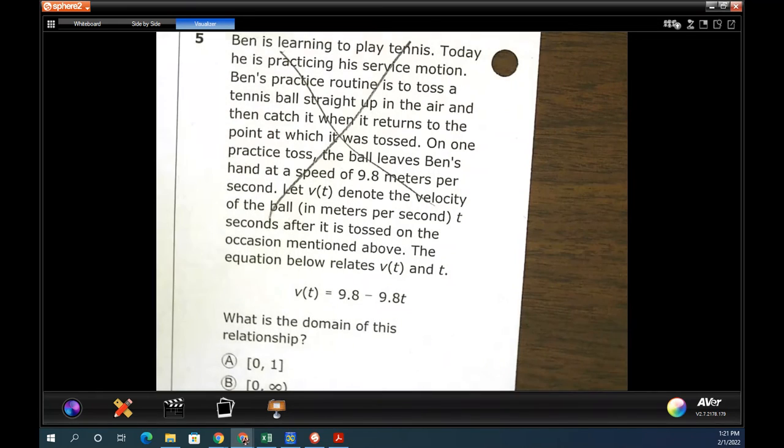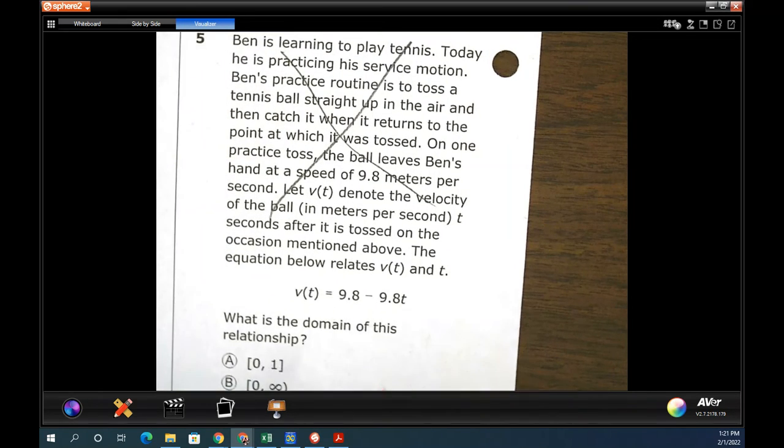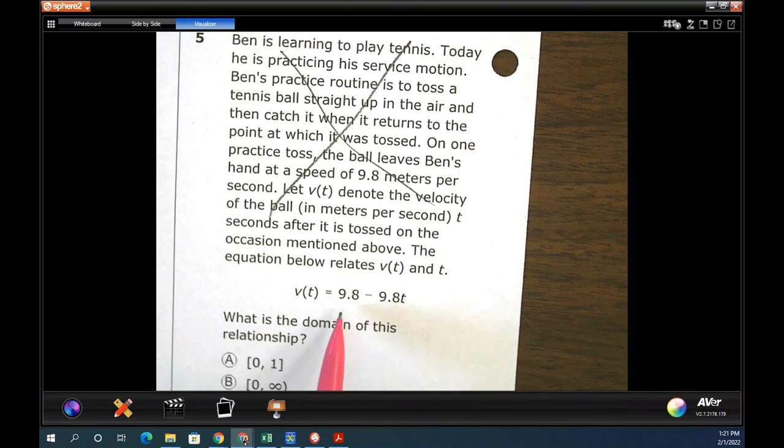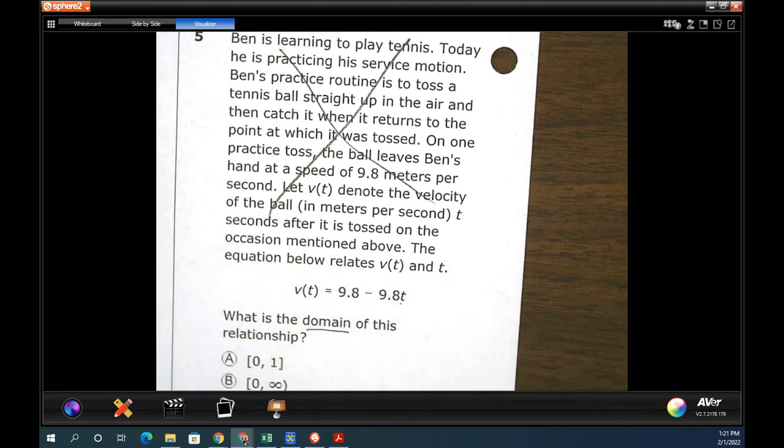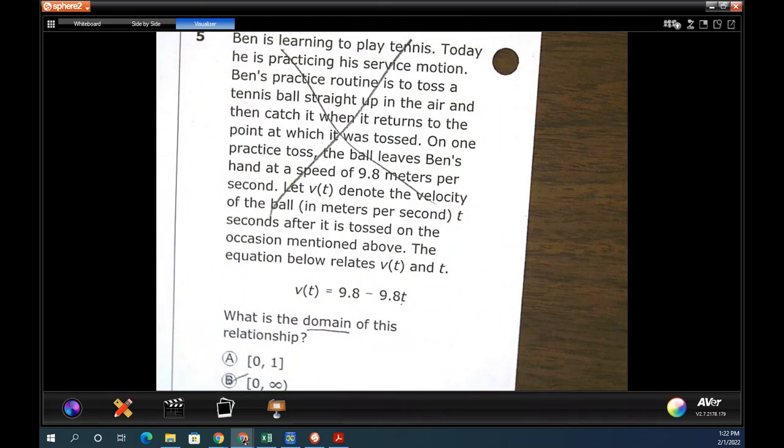Let me tell you right now, all this is crap. Doesn't matter. You just need to know T is time. Here's the deal. It wants to know the domain. T stands for time. Can time ever be negative? No. So it's really all real numbers greater than 0. This little sign says to infinity. The answer here was B, 0 to infinity.